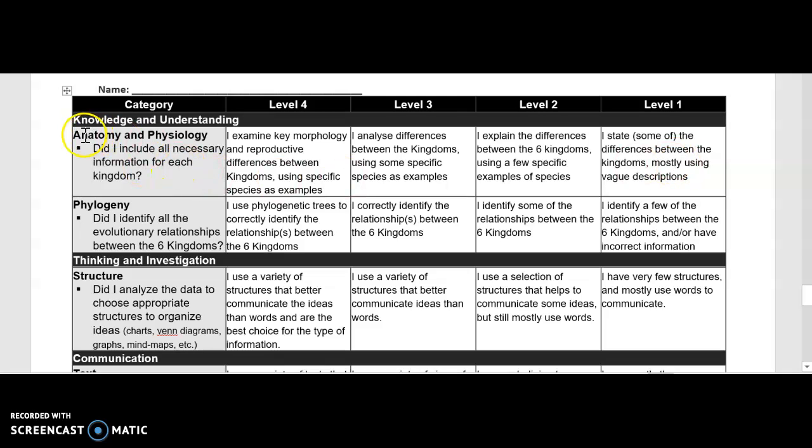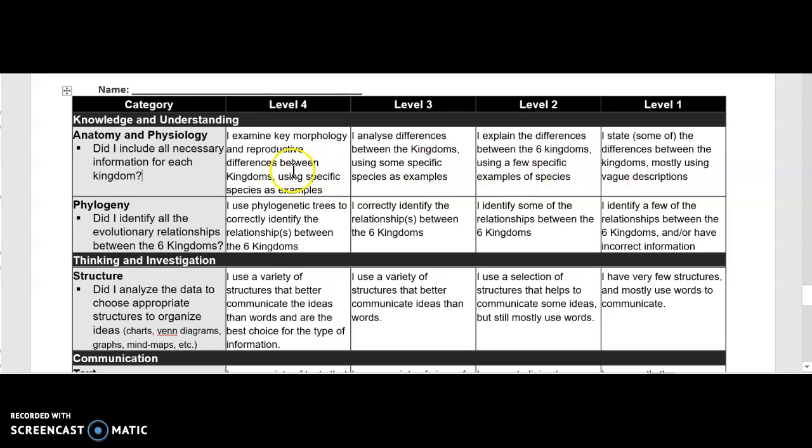For each one, I wrote down what I'm looking for. So for anatomy and physiology, I wrote, did I include all necessary information for each kingdom? These questions are designed to be a little checklist of, did I do that? What I encourage you to do with this rubric is to use it yourself. Read the question, look at the differences, and figure out, did you actually do that? How would you grade yourself? Or be realistic and say, well, I didn't really go into much detail there, so I'm probably not getting a 4. I might be even getting a 2.